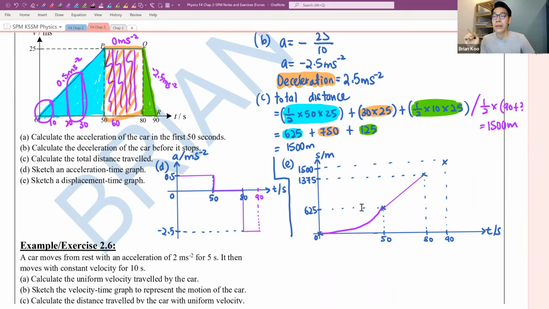So the latter part will be like this, and will flatten out. How curvy you make it, never mind. Just make sure it doesn't look like a straight line. Imagine yourself as the examiner marking your graph: if it doesn't look like a straight line, then it's okay already. I can see it curves up, so it's fine. How curvy you make it doesn't matter. It must be a curve, not a straight line.